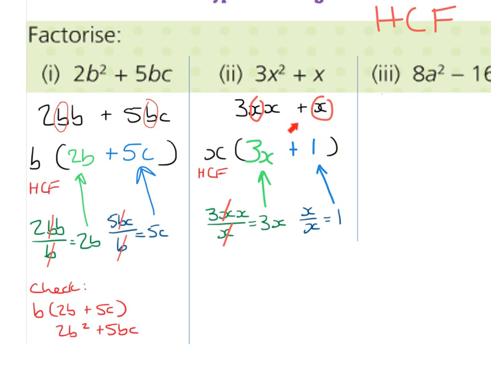So just to check, we're going to write out our answer again, and when we multiply out the brackets we should get back to this. So x multiplied by 3x plus 1 gives us 3x squared plus x. So we do indeed get back to the start again. So we know that our answer is correct.